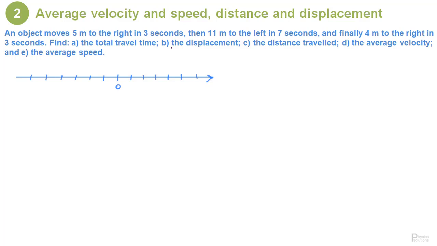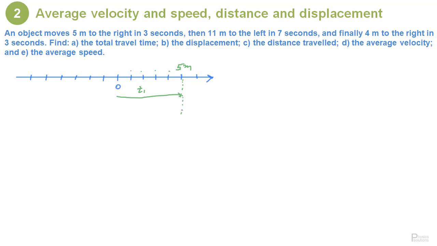It says that the object moves 5 meters to the right in 3 seconds. So the object will start somewhere here in the origin, and it will move 5 meters to the right. That means 1, 2, 3, 4, 5. We'll end up here in x equals 5 meters. So the object will do this. It will move from left to right up to that point. And for this, it took a time that we can call t1. We know that the time is 3 seconds. That is the first part.